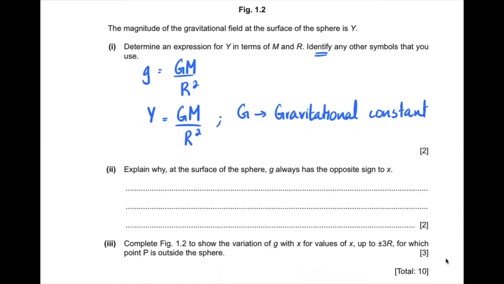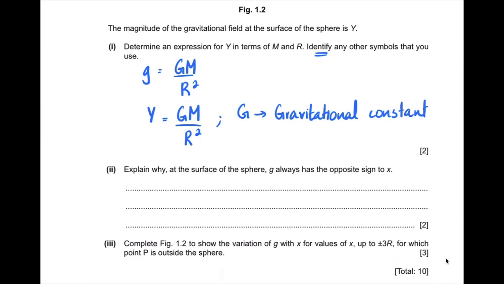All right, now in part 2 it basically asks about what we were just talking about. Explain why at the surface of the sphere g always has the opposite sign to x. So why is gravitational field strength always opposite to the displacement? So we know that first of all, gravitational force is always attractive, or I can say that the gravitational field is always towards the center of the earth, right? So if you're to the right of the center, the force acts left, and vice versa.